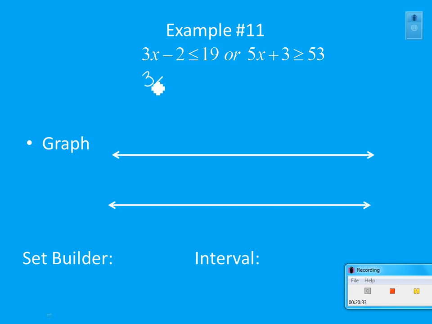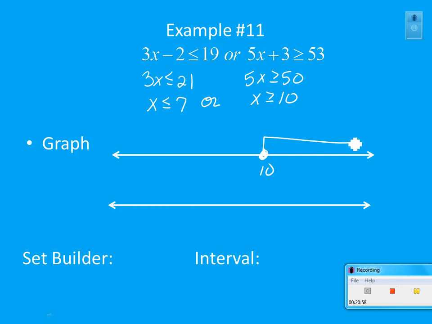So I'm going to add 2 and get 21. I'm going to divide by 3 and get x is less than or equal to 7. Or, let's subtract 3 from both sides and get 50. Divide both sides by 5 and get x is greater than 10. Let's look at the graph. I got a 10 here with a closed dot on it. And since it says x is greater than 10, I'm heading to the right. 7 goes there. It's got a closed dot on it, and it's heading to the left.